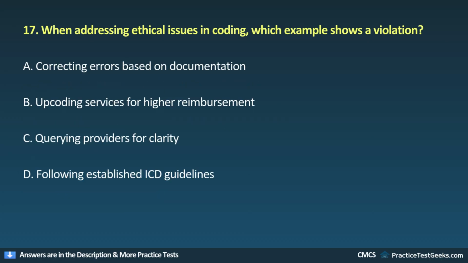17. When addressing ethical issues in coding, which example shows a violation? A. Correcting errors based on documentation. B. Upcoding services for higher reimbursement. C. Querying providers for clarity. D. Following established ICD guidelines.